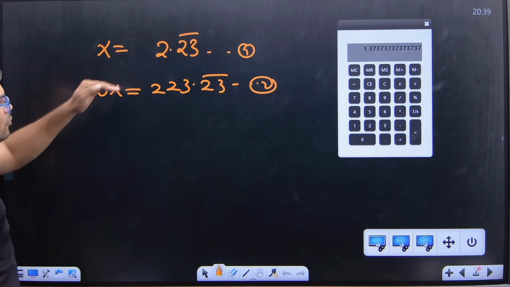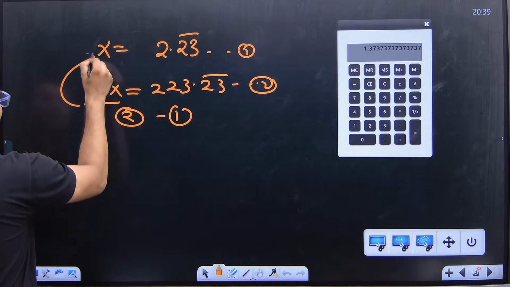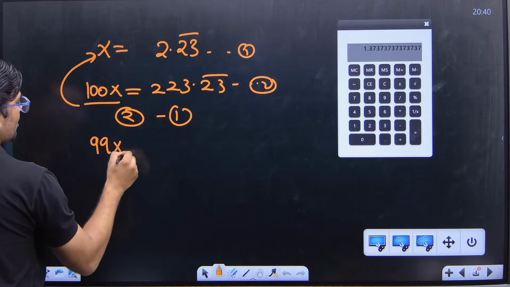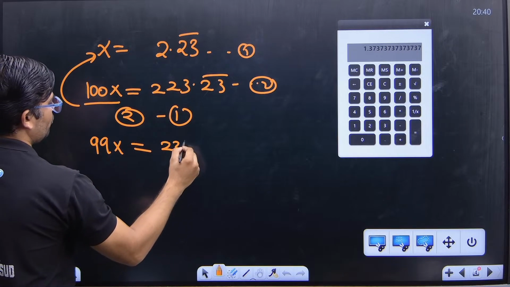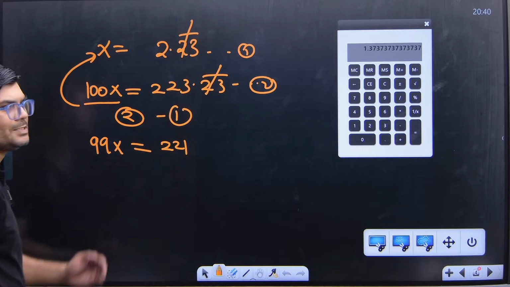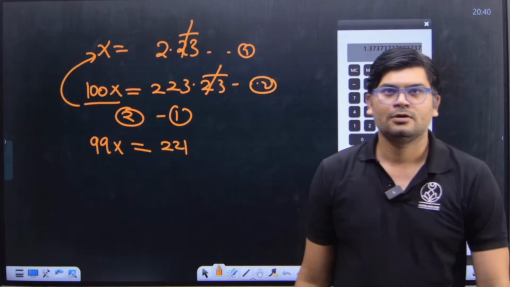So I will do 2 minus 1. So 100x minus x is going to be 99x. And 223 minus 2 is going to be 221. The decimal part will be cancelled out because they are equal. Are you getting it? So it'll be 221 by 99.